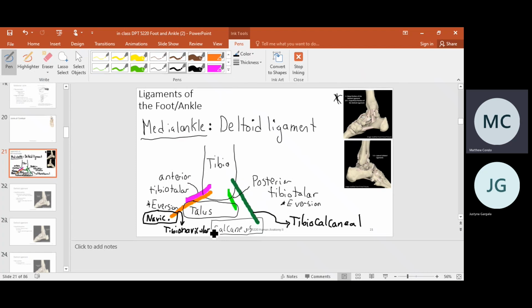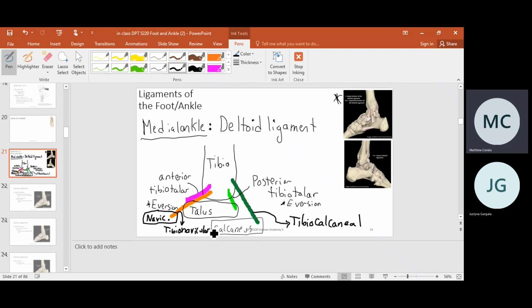That's why I like drawing these things out. I understand they're absolutely terrible drawings. But if you can get an understanding of where all these ligaments are in their respective locations, you can use some problem-solving skills and figure out what they're going to prevent. All right, any other questions on medial ankle ligaments?